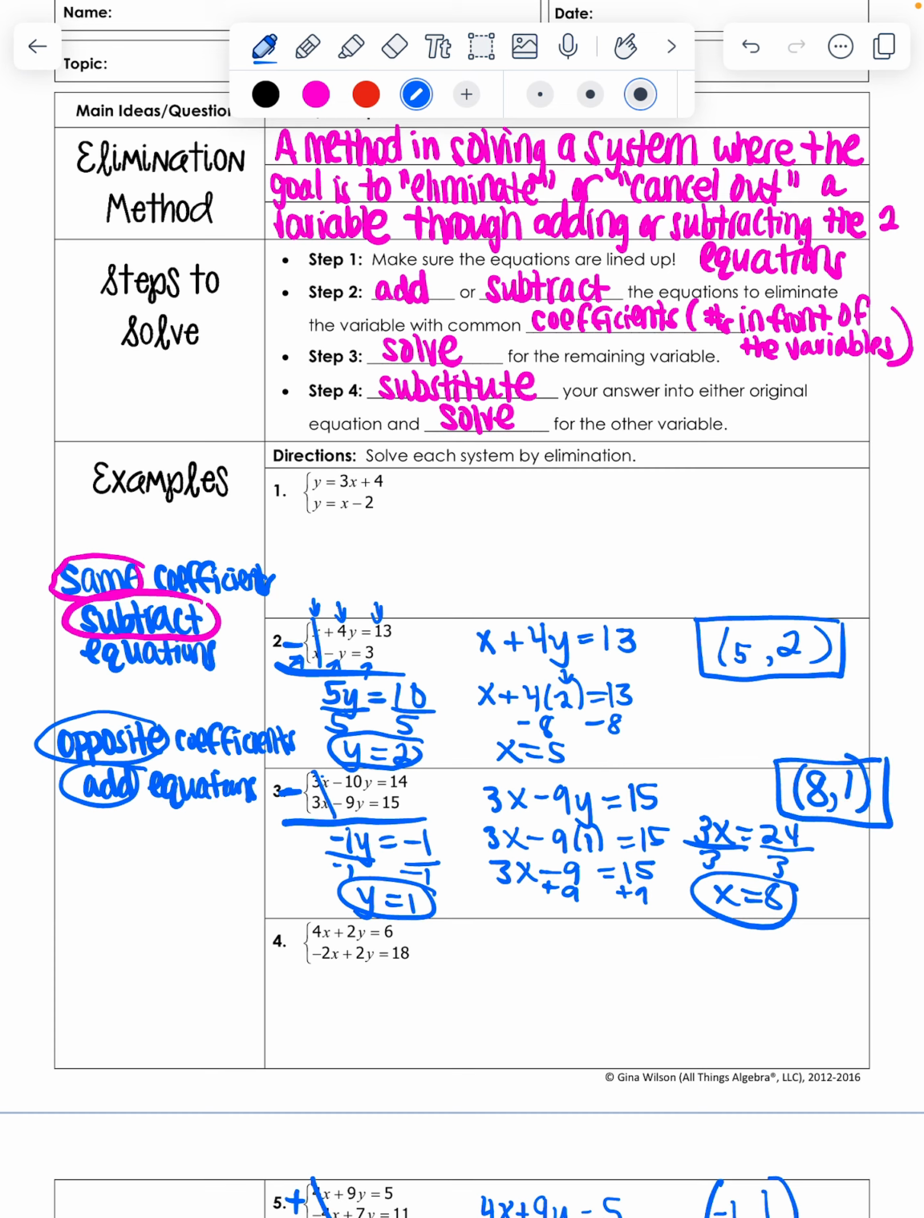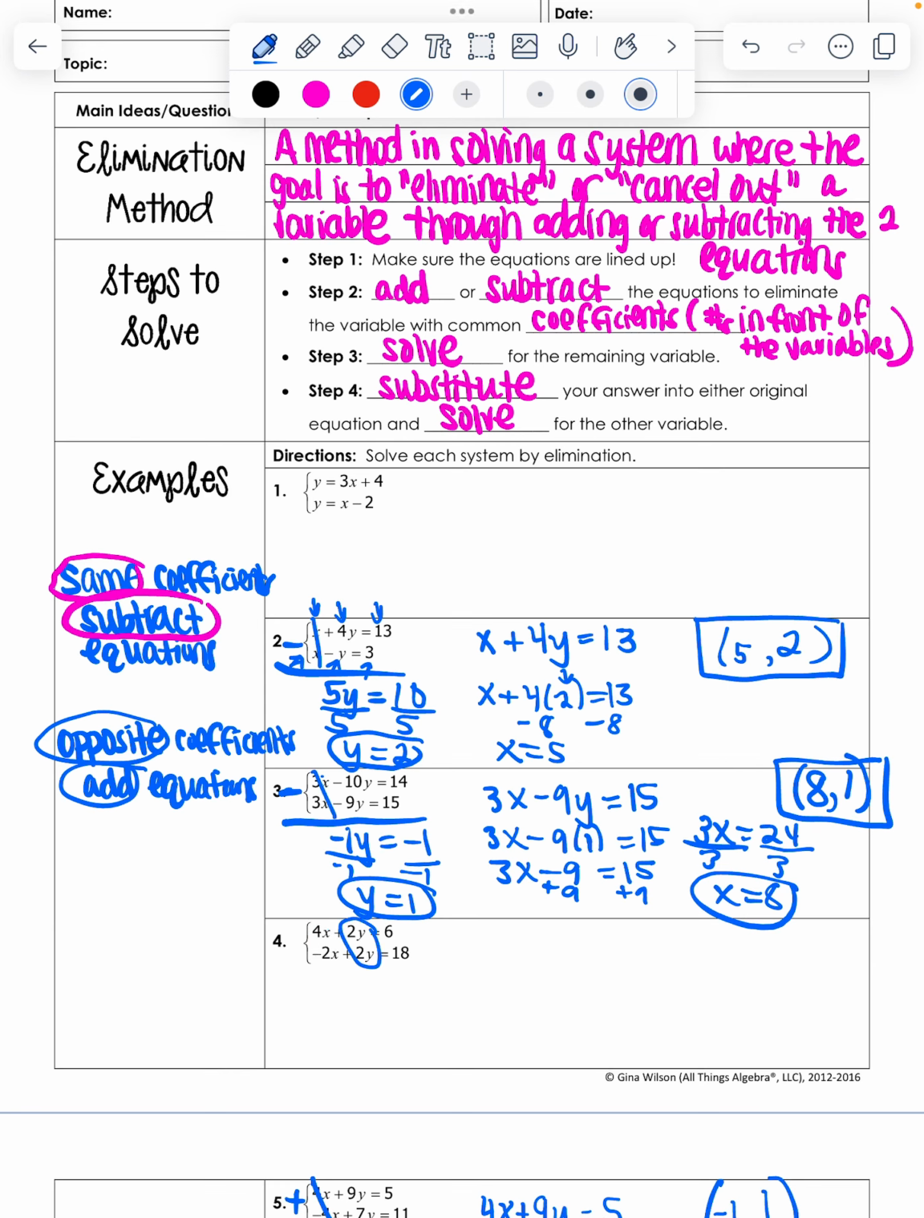All right, so again, it's all about really looking closely at the variables and noticing, are they the same or are they opposite? If they're the same, then you would subtract. So looking at the next problem, number 4, we've got 4x and negative 2x. Doesn't matter if we add or subtract, these will never cancel out. So that's not what we would focus on. We would focus on the y's.